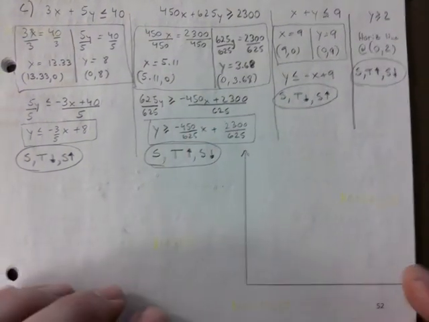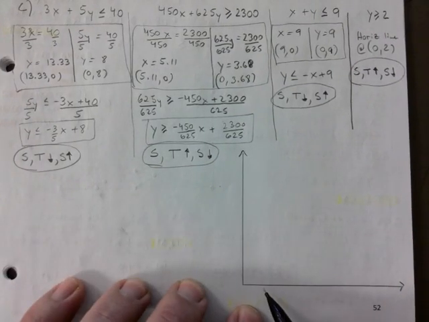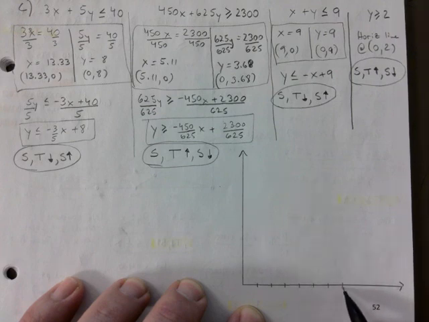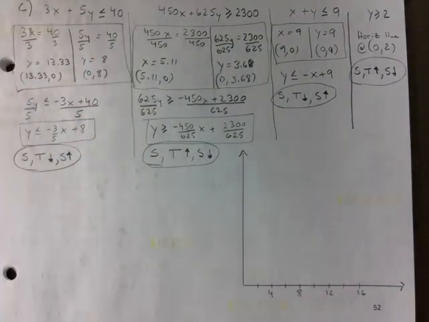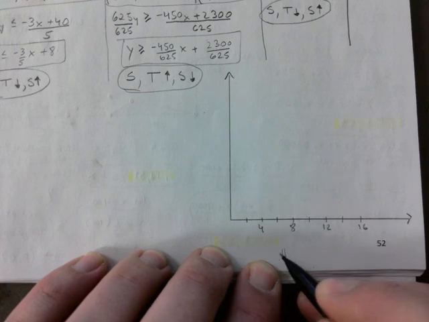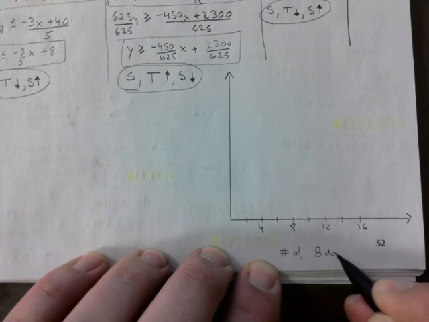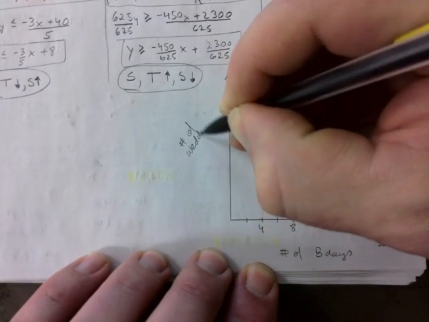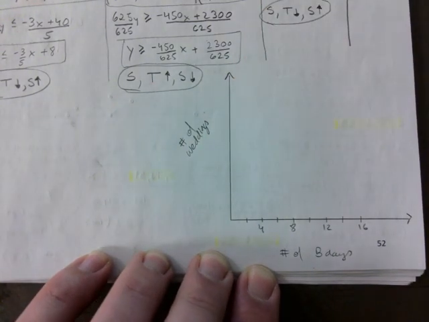Okay. So watch the bottom here. I'm going to go 2 by 2. So 2, 4, 6, 8, 10, 12, 14, 16. That works pretty good. So I'm going to label every other one. I'm going to zoom into my graph here for a bit. This would be number of B days. And this would be number of weddings. Get that out of the way.